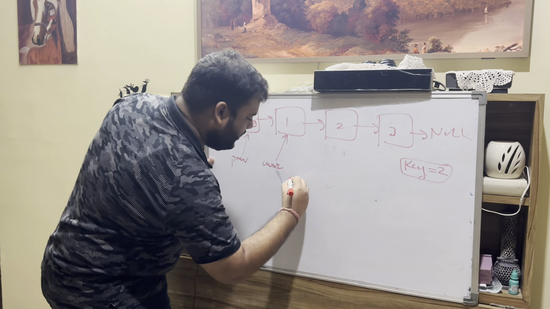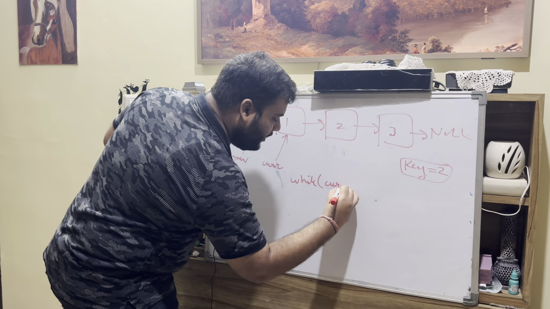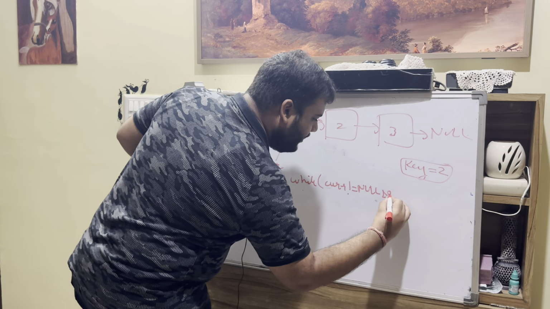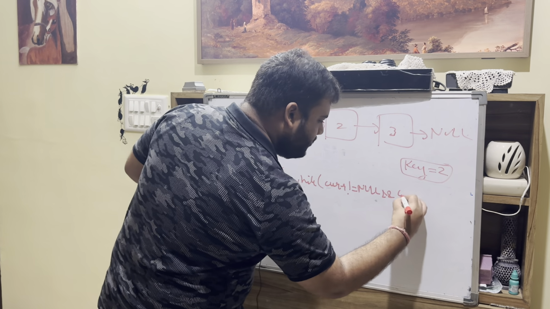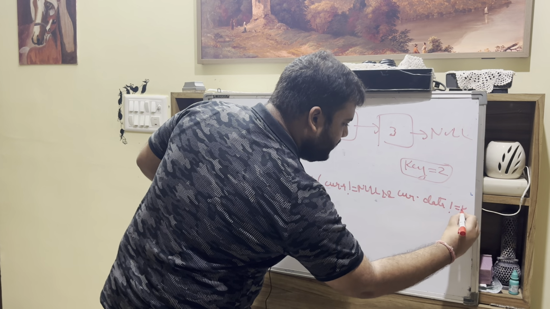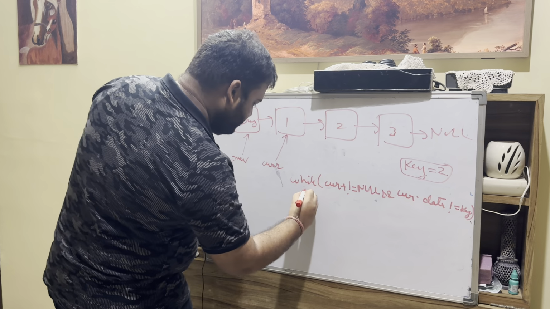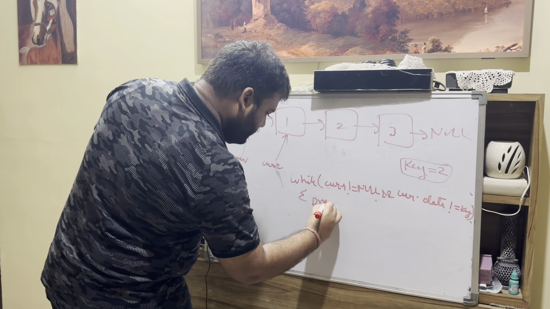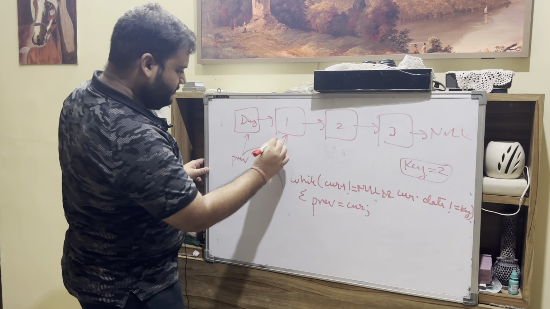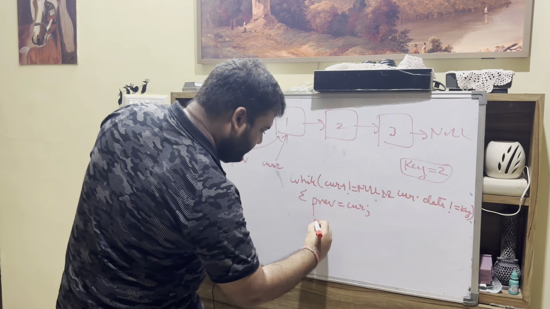So we check while current is not equal to null and current.data is not equal to key, we are going to just iterate it to the next pointer. Prev equals to current, that is, and current equals to current next.